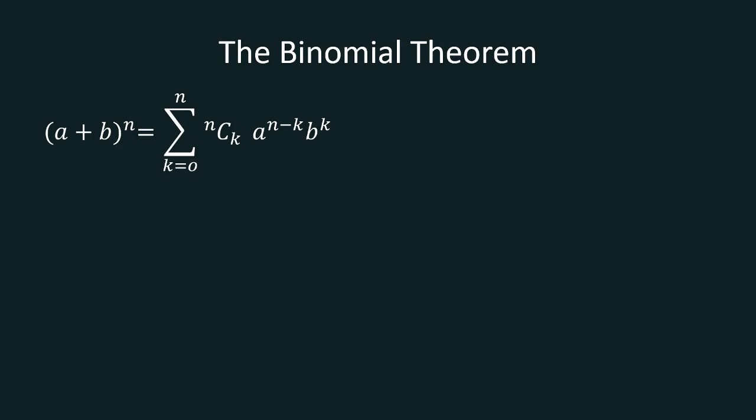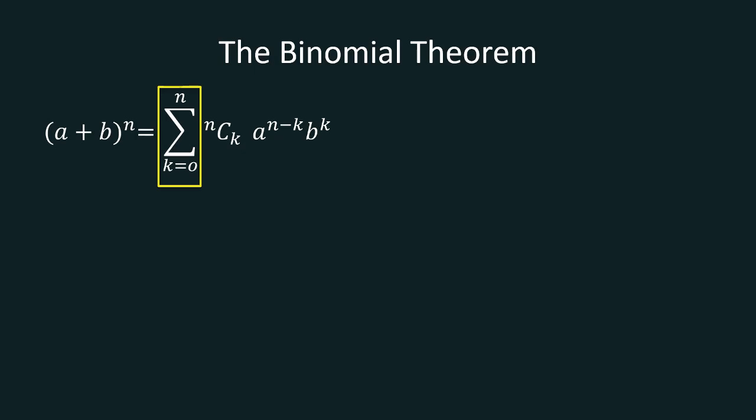Let's take a look at the first part. This is sigma k equal to 0 to n. What this simply means is that we will be performing additions from k equal to 0 to n, which stands for the power of our binomial expression.